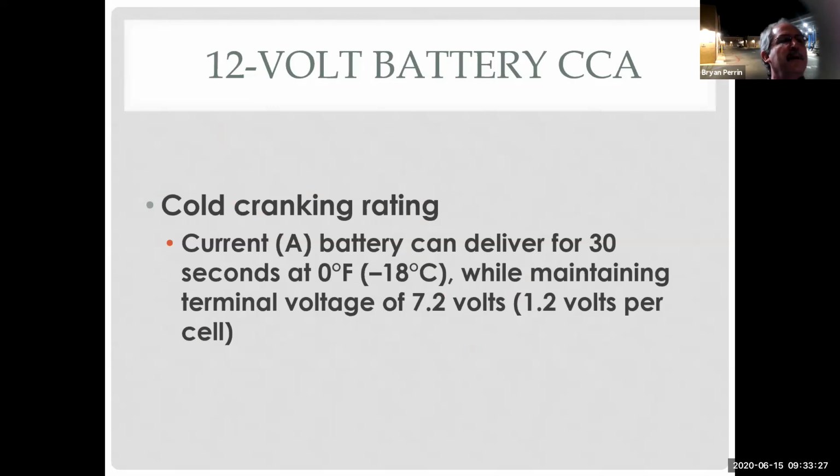So my 12-volt battery, the first rating we look at is CCA, cold cranking amps. So my cold cranking amps is the current that a battery can deliver for 30 seconds at 0 degrees while maintaining voltage of 7.2 volts at the battery. So that's how we rated batteries forever, cold cranking amps. And it's nice because it gives us something we can kind of compare one battery to another with.